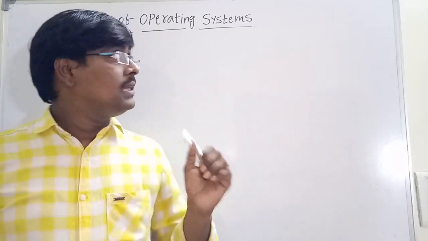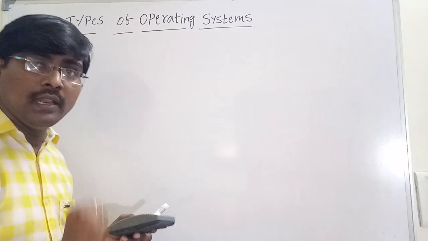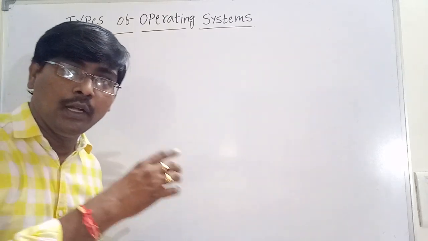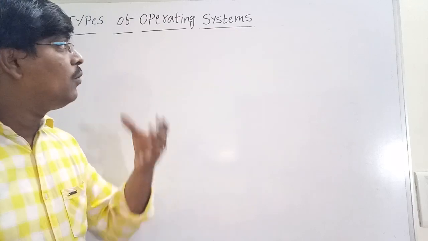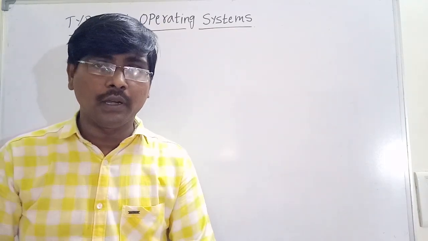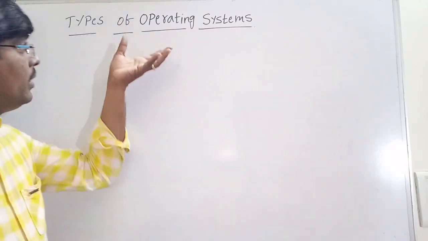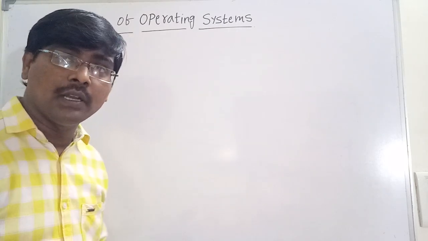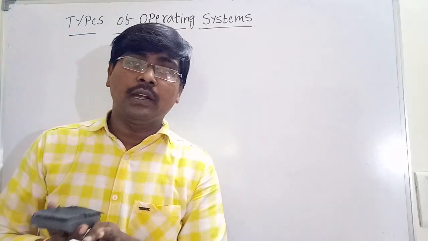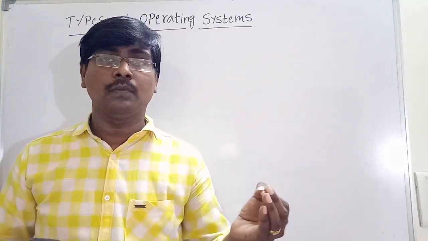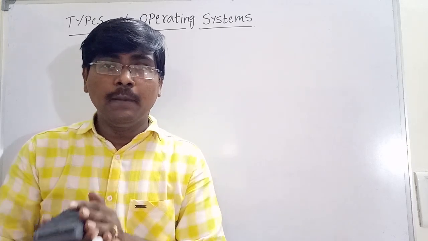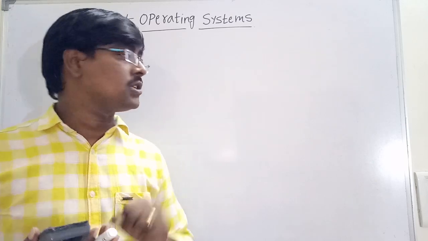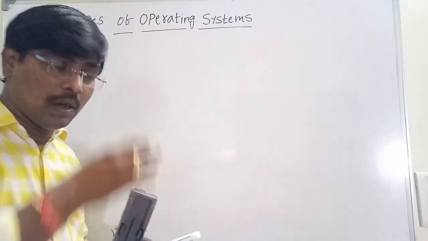Welcome to our channel. In the previous session we discussed what an operating system is, how we can view an operating system, that is the user point of view and the system point of view, and what the goals or objectives of an operating system are. Now we will move to different types of operating systems. We have different types: batch, time sharing, multi-programming, distributed, network, and real-time systems. We will discuss each and every type of operating system.